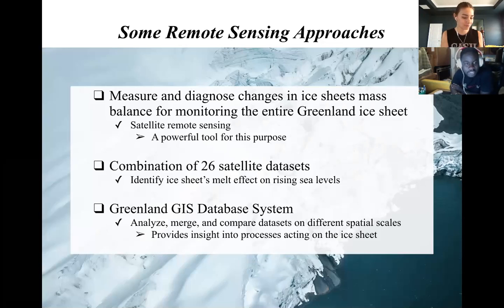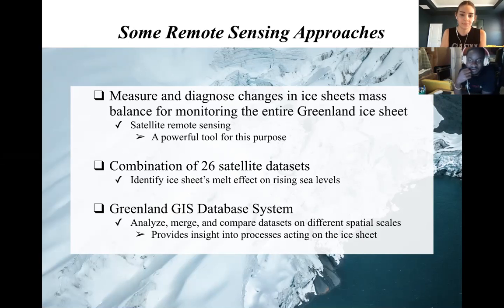So as a result of all these problems, there is therefore the need to measure and diagnose changes in the ice sheet's mass balance to help monitor the entire Greenland ice sheets. And satellite remote sensing has shown promising signs of being a powerful tool for these purposes. Currently, scientists have combined 26 independent satellite datasets in an attempt to track the global warming effect on Greenland and the impact of the ice sheet melt on rising sea levels.